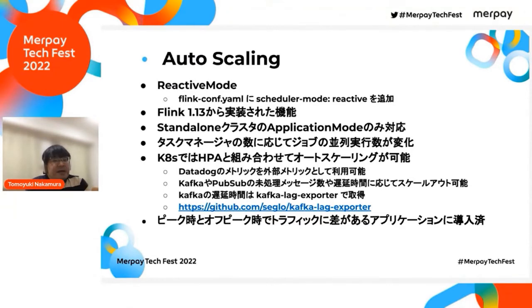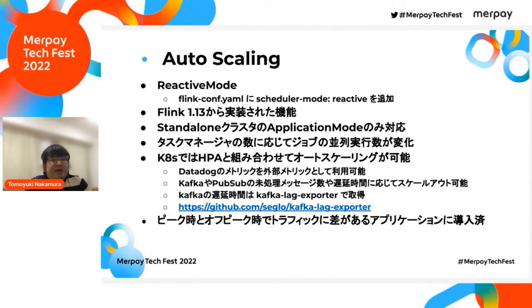Datadog metrics can be used as external metrics for HPA. External metrics can be used to scale out Kafka and PubSub based on the number of outstanding messages and latency. Kafka lag times can be estimated using the Kafka lag exporter, which is available as OSS. Merpay has started using Datadog's external metrics to introduce autoscaling in applications where there is a difference in traffic during peak and off-peak hours.